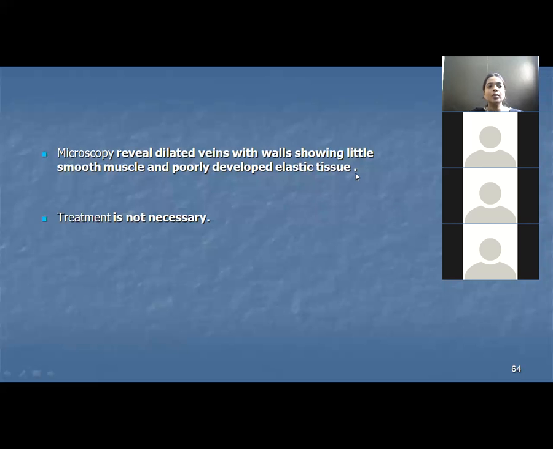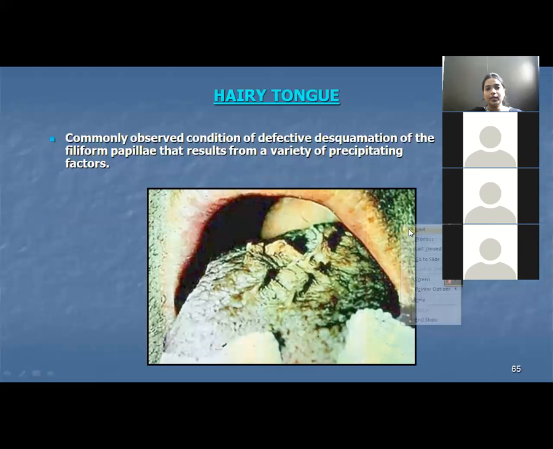And then microscopy revealed dilated veins, that is the main thing in varicosities. It consists of dilated tortuous veins. So on microscopy, on histopathological examination, they reveal dilated veins only. Dilated veins with walls showing little smooth muscle and poorly developed elastic tissue. Treatment is not necessary because the developmental disturbance is asymptomatic.